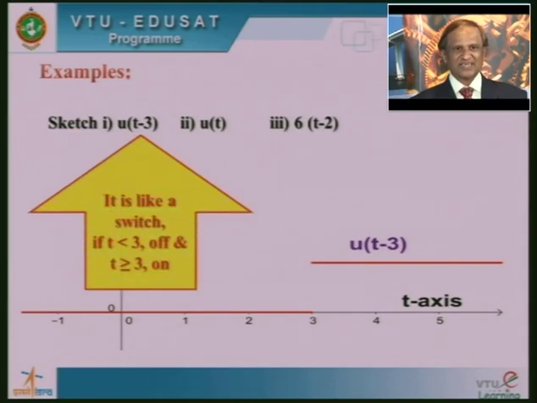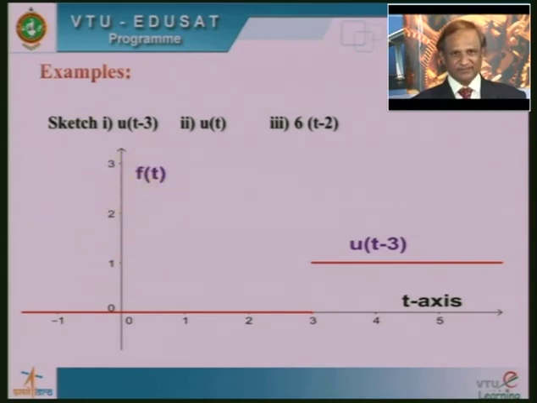Before that, it is like a switch. I can use one more word instead of reading it as u of t minus 3. It is like an electric switch. If t is less than 3, it is off. When t is greater than or equal to 3, it is on. The function will work like on and off. Is it clear?